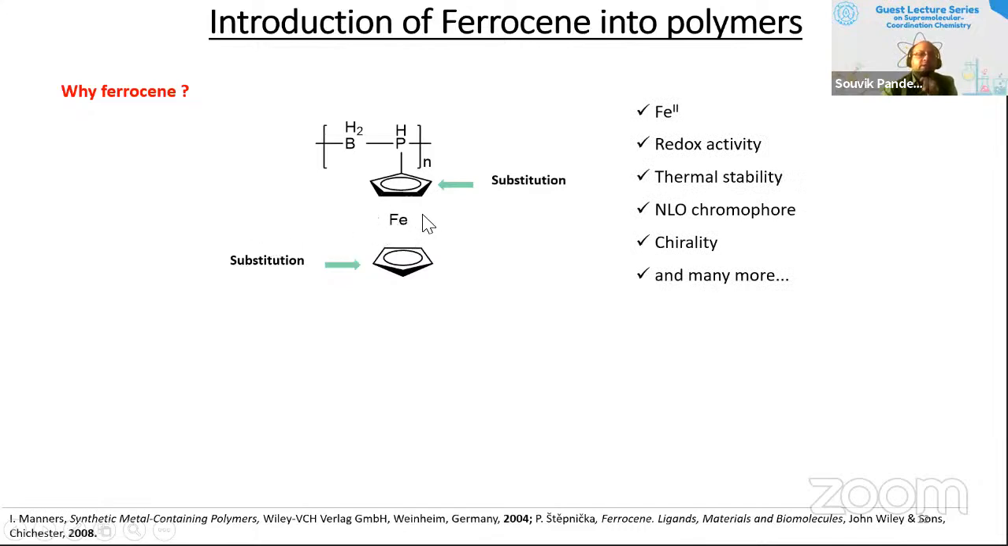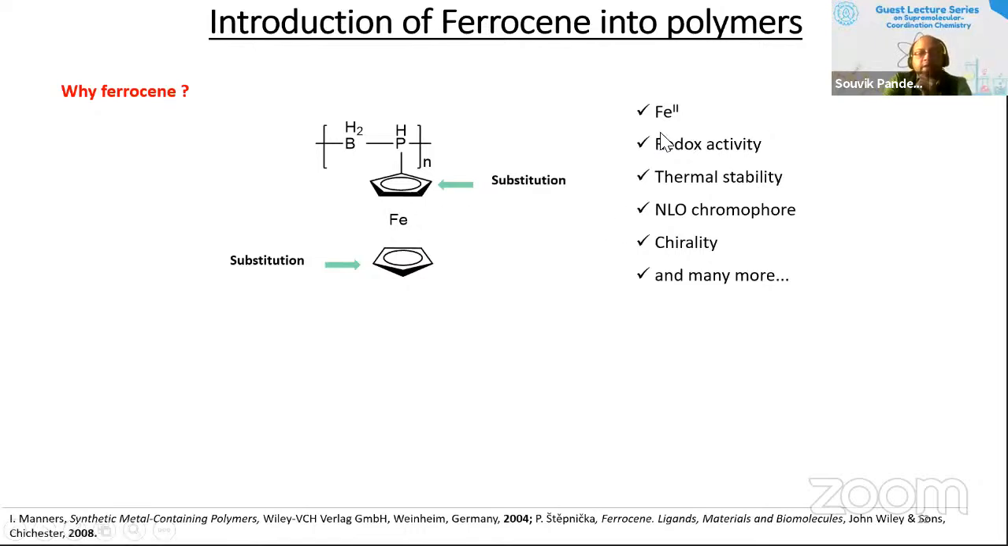So this metal iron is in an Fe2 oxidation state. So I can oxidize it to Fe3. Now I will get a redox activity, Fe2, Fe3, Fe2, Fe3. This kind of redox activity I can get out of it. So that is the interesting factor of ferrocene.